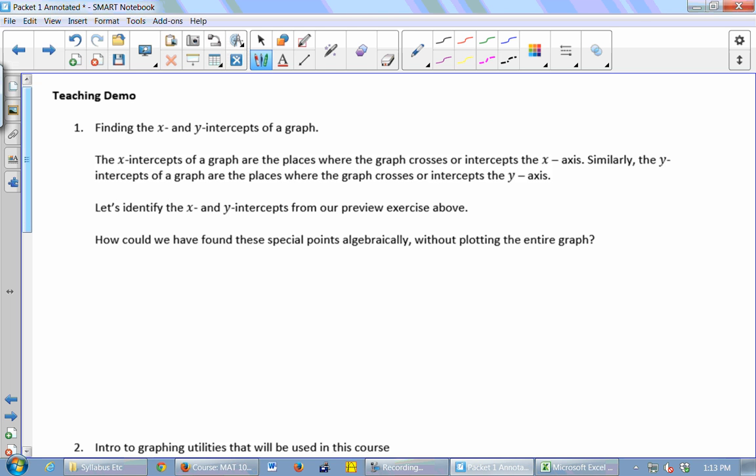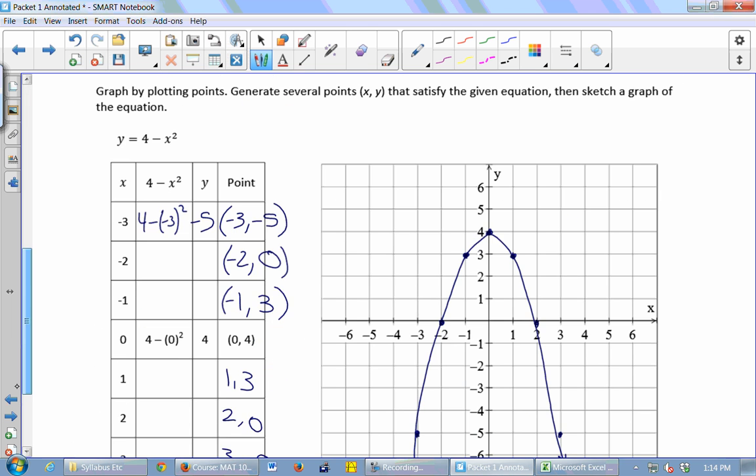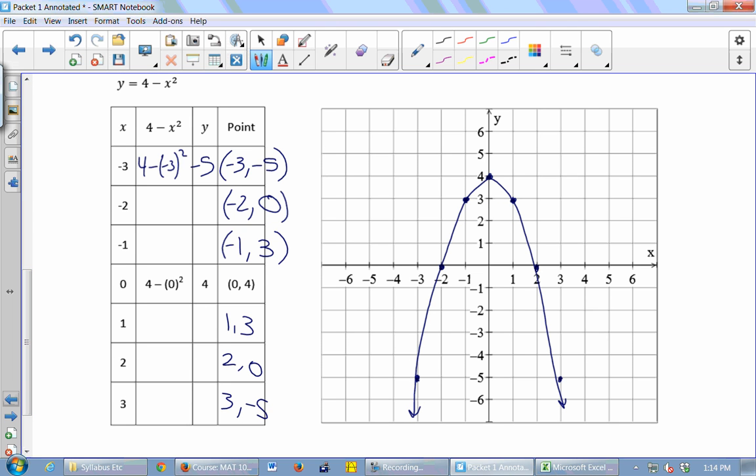So finding x and y intercepts of a graph. So if we go back to the graph that we just drew, and I want to identify its x and y intercepts. Okay, so what is the y-intercept of this graph? 4. So the y-intercept of a graph is the place where a graph crosses the y-axis. So the coordinates of that point are 0, 4. This is my y-intercept.